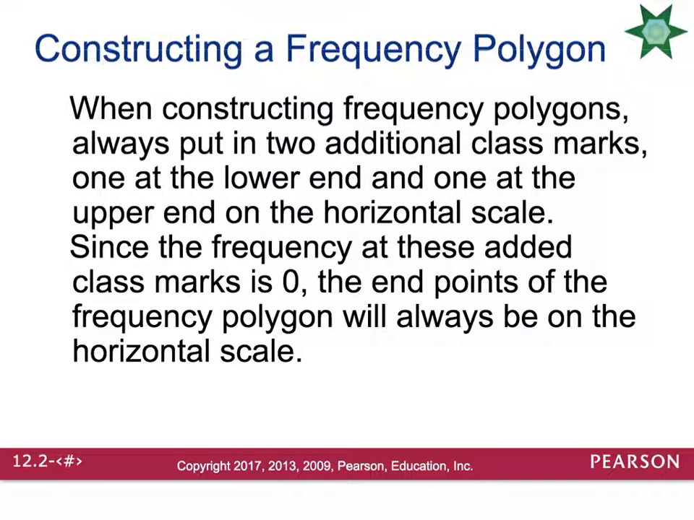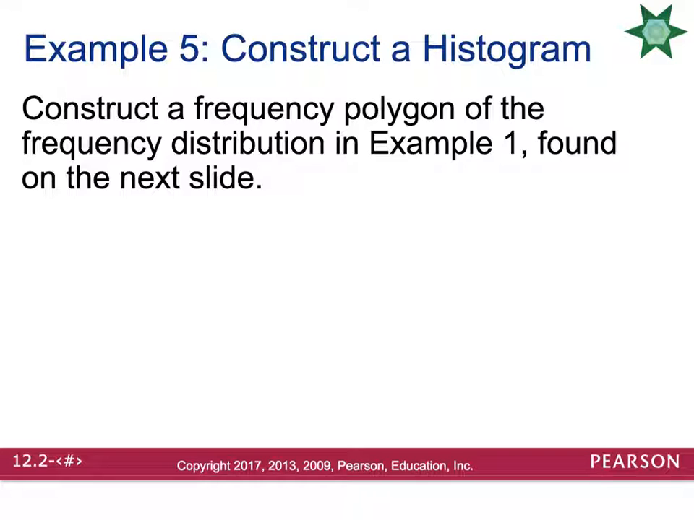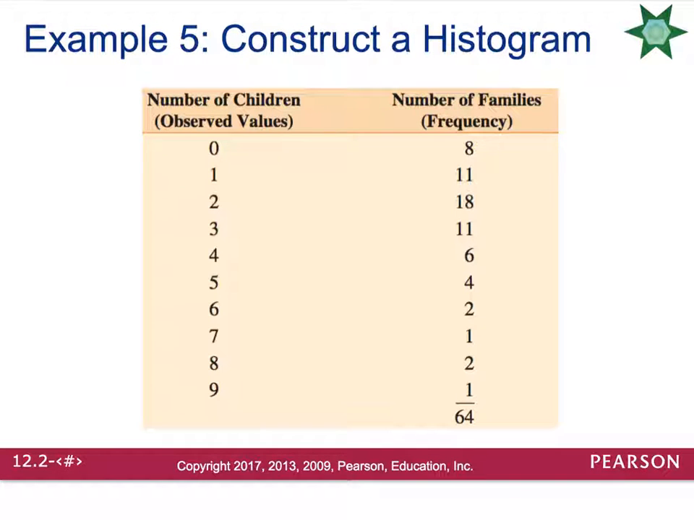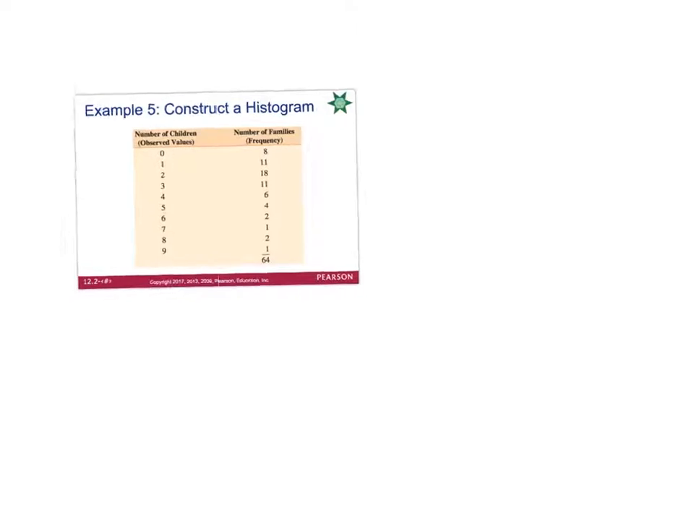When constructing the frequency polygon, always put in 2 additional class marks, one at the low end and one at the upper end. Since the frequency of these is going to be 0, the ends of the polygon will always be on the horizontal axis, or the x-axis. So we're going to do the same example we just did. We're going to use example 1 data and construct a frequency polygon. I have the data here for you. I'm going to make it smaller so we have room to draw our frequency polygon. I'm going to put the observed values down on the x-axis again, 0 through 9.